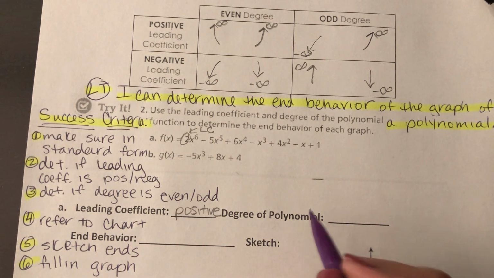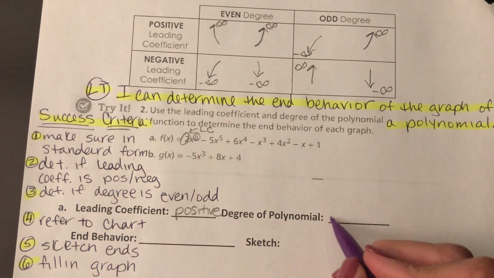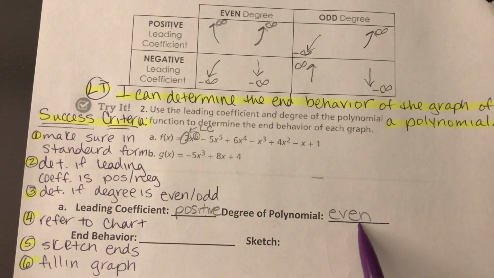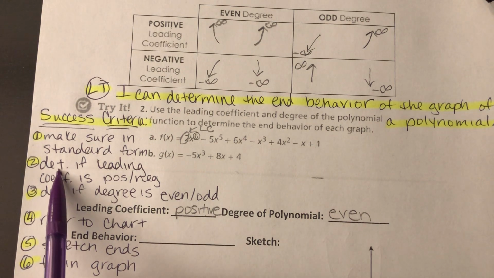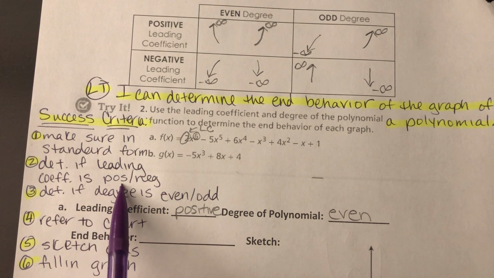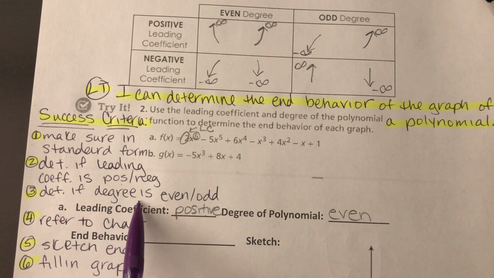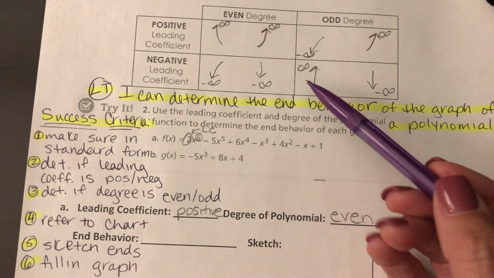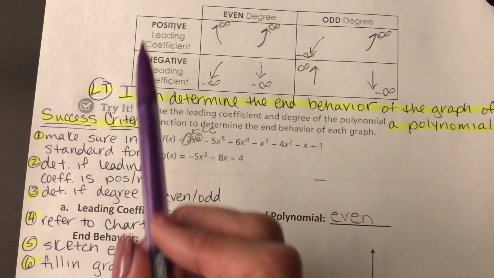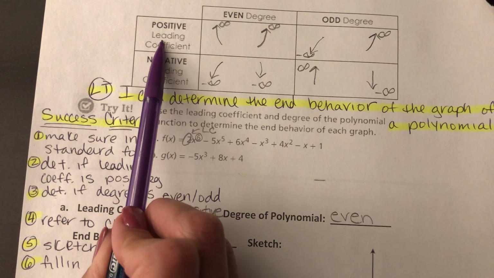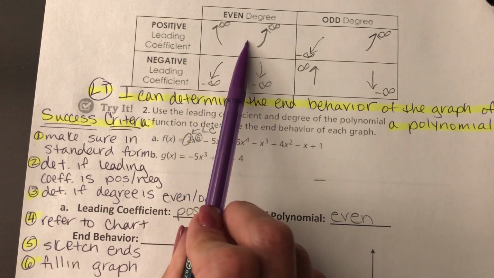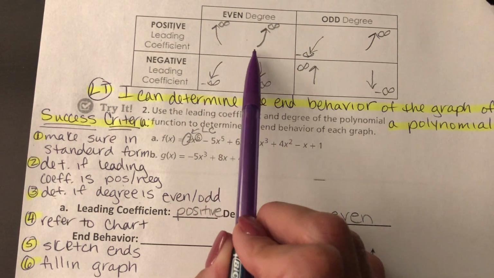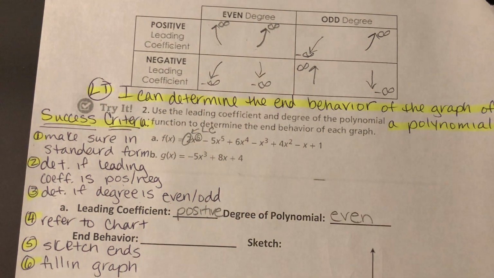And then the degree, 6. 6 is an even number. So I'm looking at a positive even. So I have determined my leading coefficient, if it's positive or negative, and I determined if my degree is even or odd right here. Now I'm going to take this information and look up to my chart. So I'm looking for a positive leading coefficient with an even degree. So I'm looking at this box right here. So it's rising to the left and rising to the right.